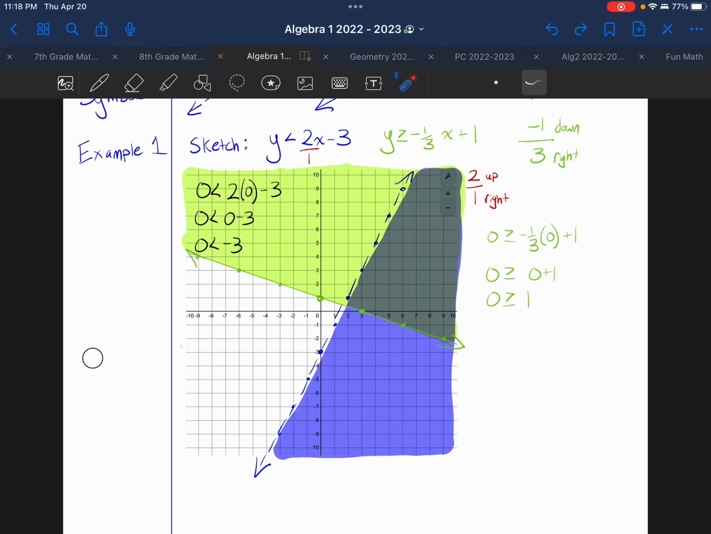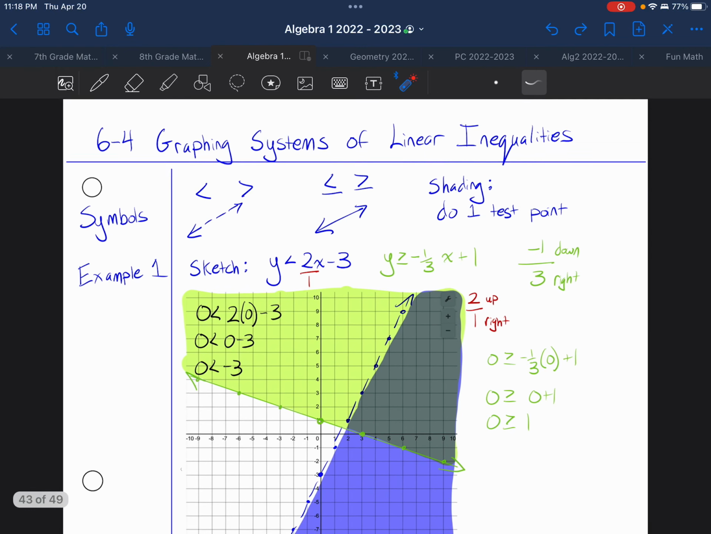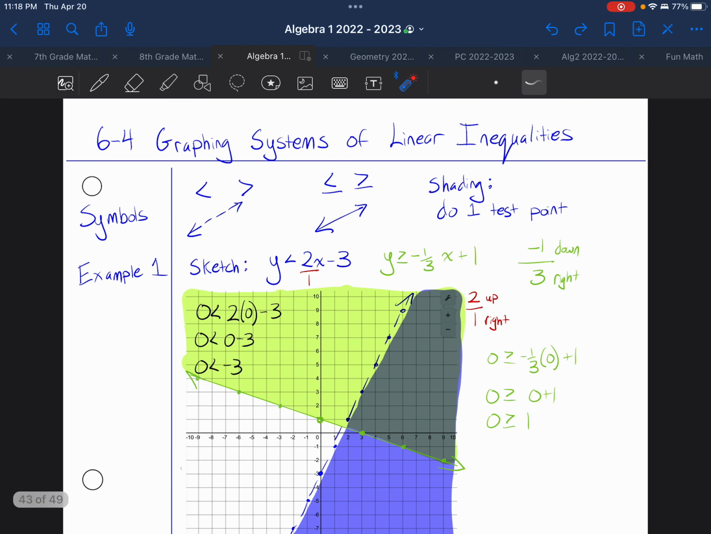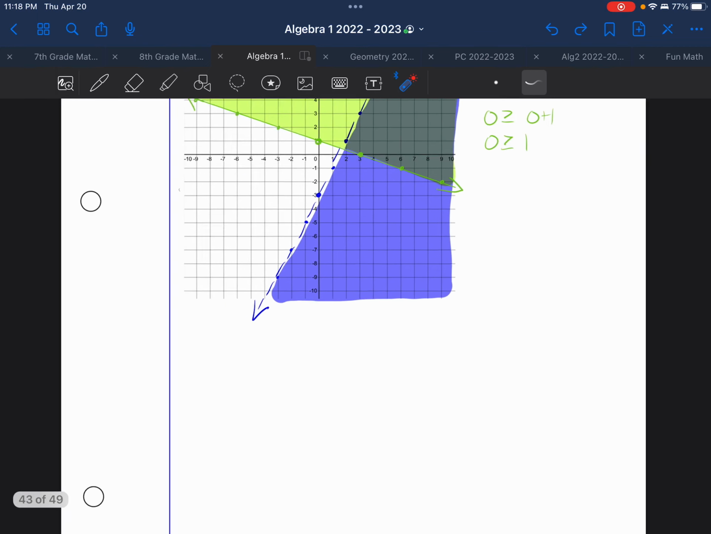Let me do one final example where instead of doing slope-intercept form, I'll do something in standard form so you can see why it's so important to plug in a test point to see if your shaded area works or not. So do I have enough room down here?